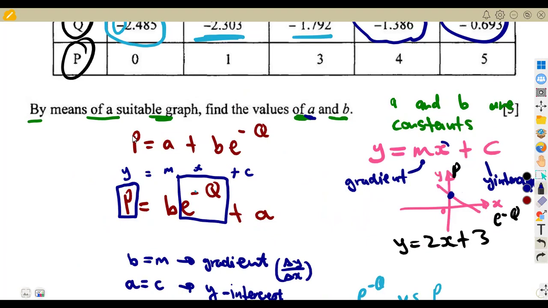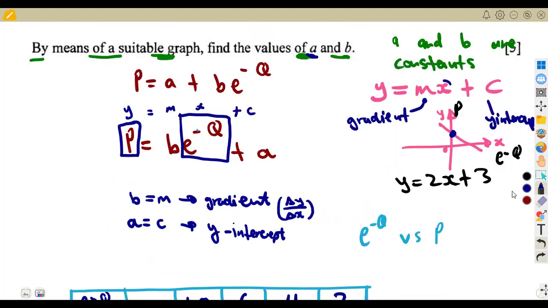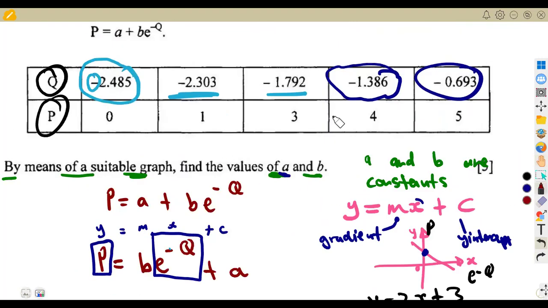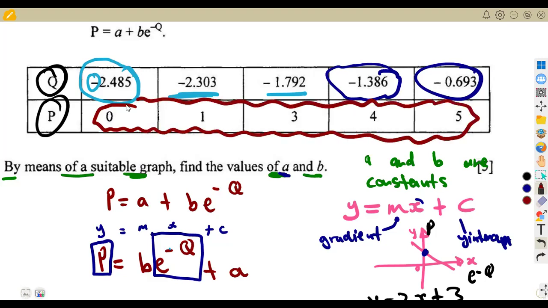Meaning to say, P was not affected for the values of y. It was the x here that was affected to what? E to the exponent of minus Q. But y, which is represented by Q, is not affected. Meaning to say, the values of Q are not going to change. They are going to remain as they are. Q is not touched, it's not affected.